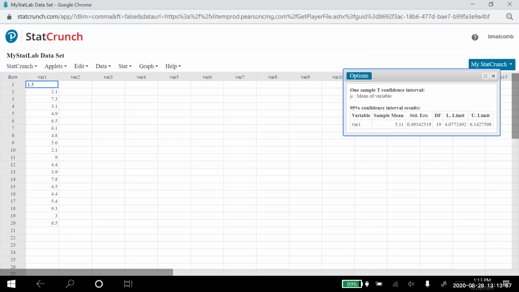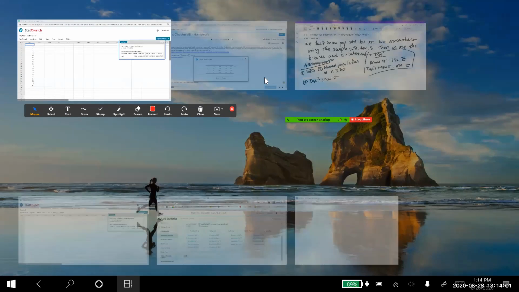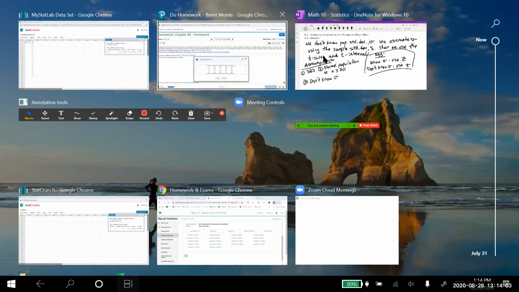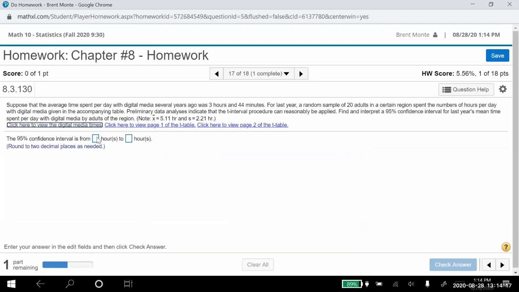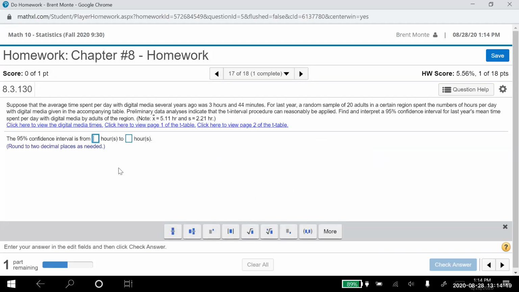Let's go back and put in our answer. So it's very quick to do. The big thing is we have to recognize, oh, I don't have the population standard deviation. I have to use T instead of Z. It gives me a slightly different number for my confidence interval. We can go and close that down. It's going to give us slightly different numbers, but if you put in the Z values, you just get it completely wrong.